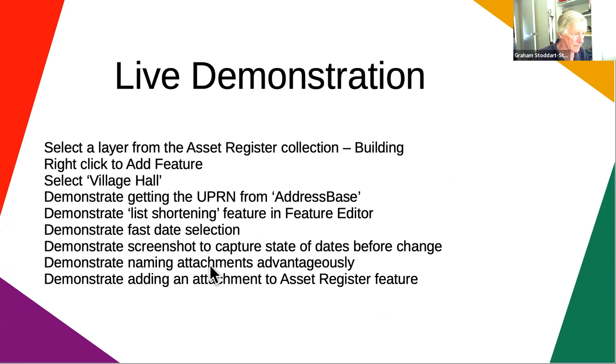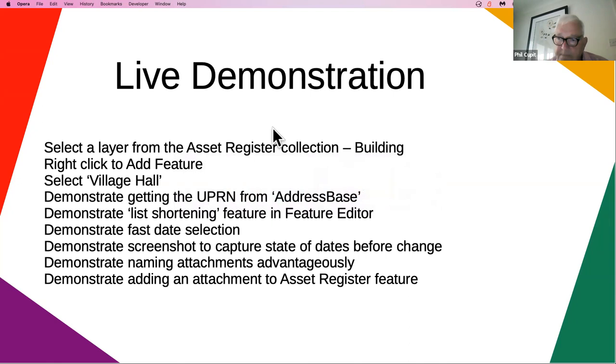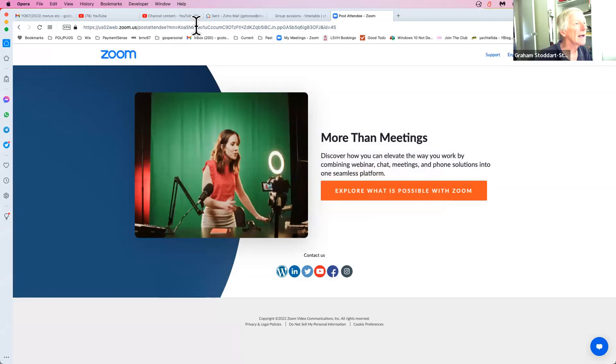So on my screen now, let's come out of where we are. When you say you've got to go and look for the UPRN, you have to go to Land Registry, presumably, for that. No, it's in the AddressBase. So that's why I'm going to demonstrate it to you. Okay. So let me go into there, and go into Parish Online.